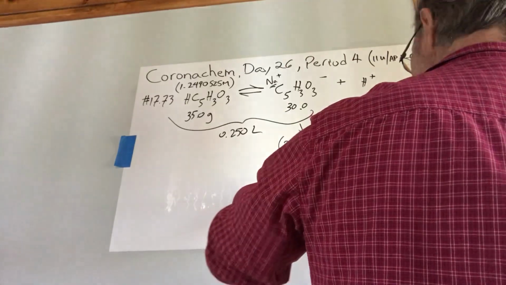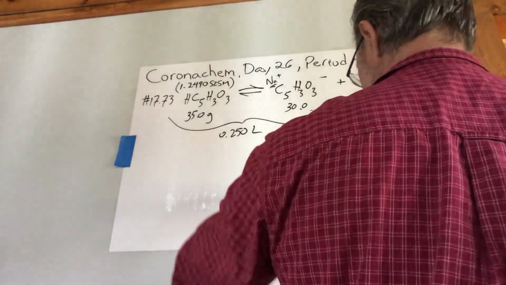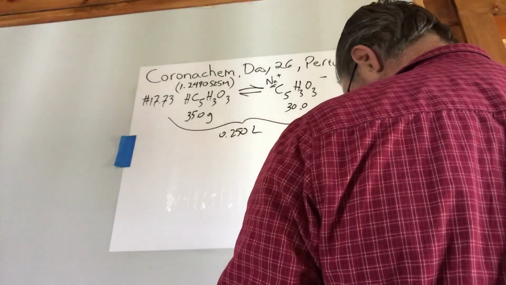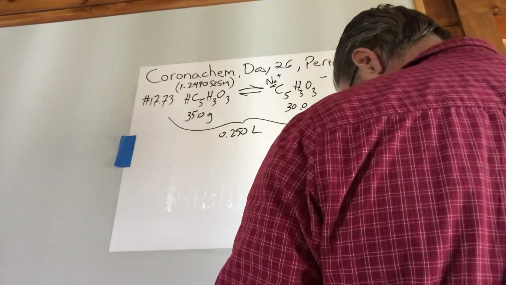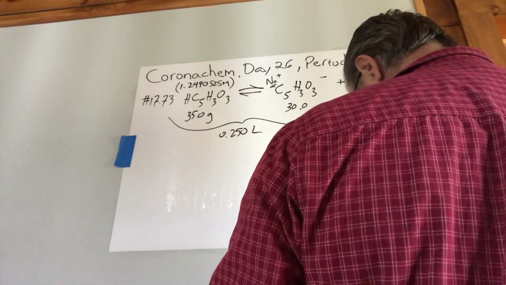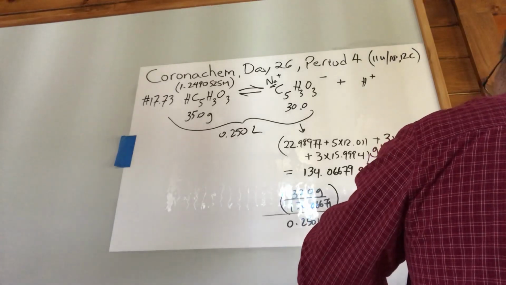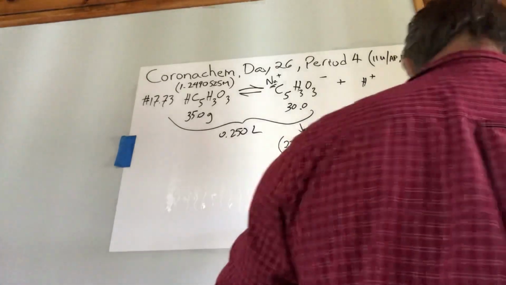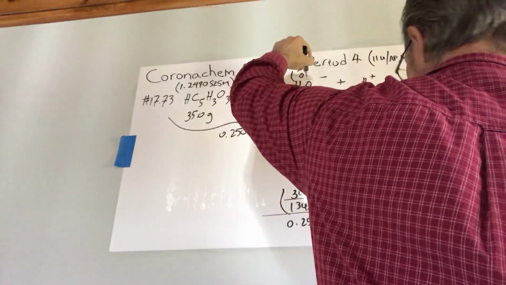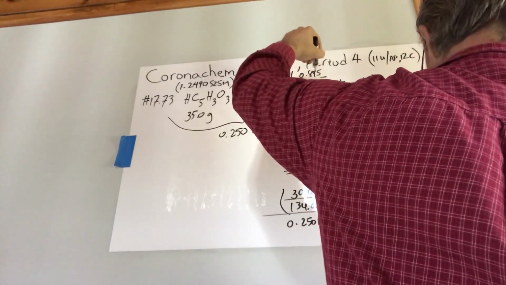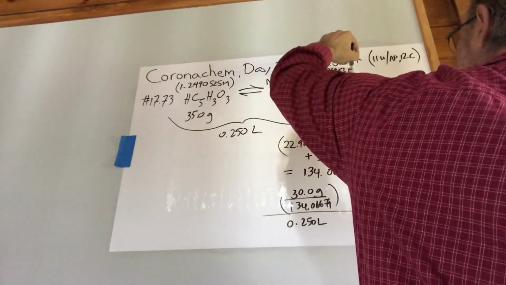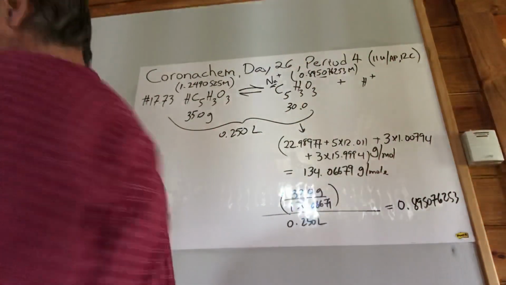And you have 30 grams of the stuff divided by 134.06679, which gives you, well, let's just do it all at once. Divide 30, flip it over, that gives you the number of moles. And then number of moles divided by the number of liters gives you a molarity of 0.895076253. All right, so let's write that up here. 0.895076253 molar.